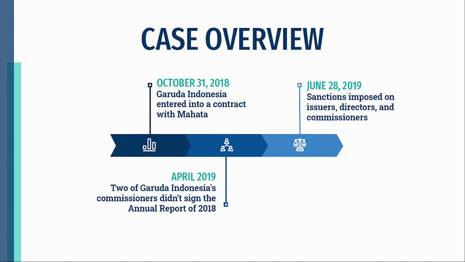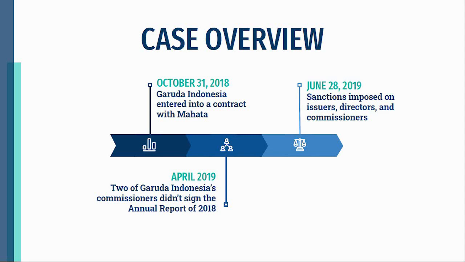Thank you, Abraham, for your presentation. Hello, my name is Nisa, and I'm going to explain about our analysis regarding the Garuda Indonesia case. First, I will explain what happened in the biggest airline in Indonesia, Garuda Indonesia. On October 31st, 2018, the Garuda Indonesia Group entered into a cooperation agreement with Mahata related to providing in-flight connectivity or Wi-Fi on board and in-flight entertainment services. However, we will discuss the details later.